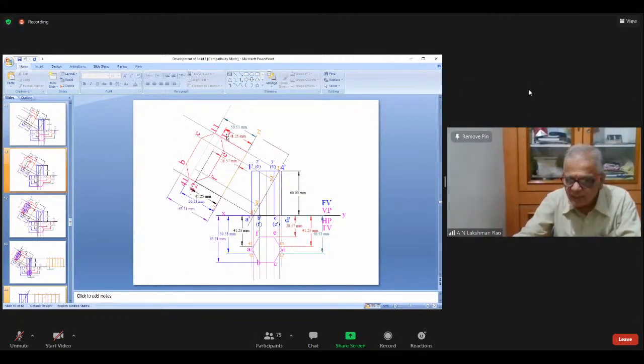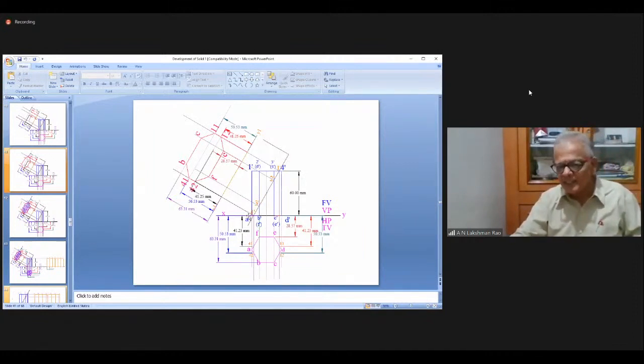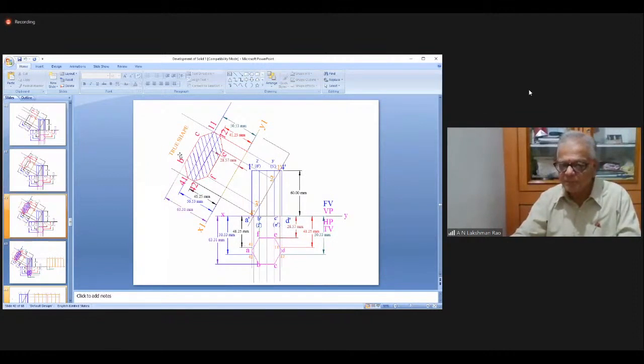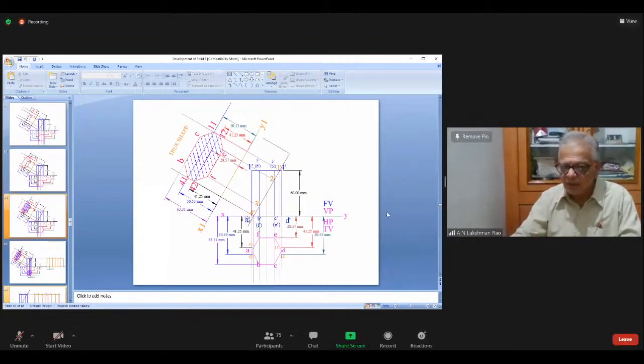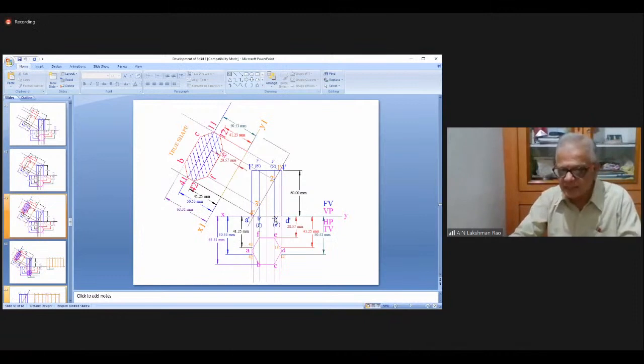This 41, 12, 11, 12, everything, you mark it from here, please. All dimensions are marked here. On the screen, you may not be able to see it. Go to your home, open this, see carefully. Then you get the true shape, hatch it, write true shape. Now, the section is over here. Up to this, the section is over, not beyond this.